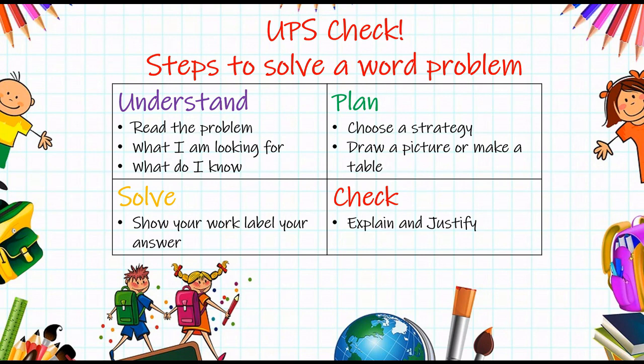Whenever you have any word problem, first of all, try to understand, which means read the problem. What am I looking for? What do I know? Second step is planning. The strategy: draw a picture or make a table. Third step is to solve the word problem, show your work and label your answer. Finally, you have to check once again, explain and justify your answer. So let's get going.